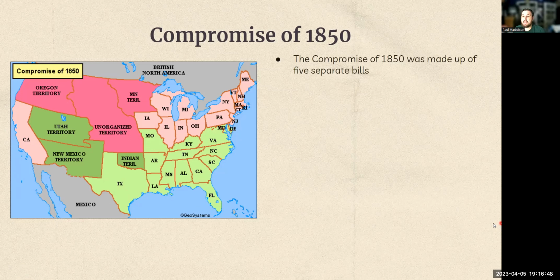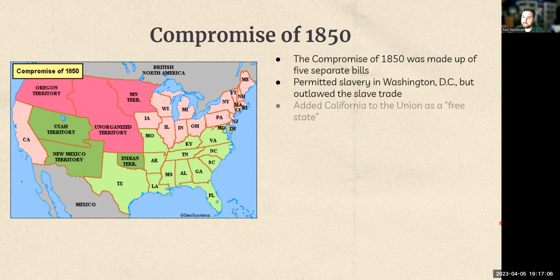And what's going to happen with them? The Compromise of 1850 is going to be 5 separate bills that we all collectively refer to as the Compromise of 1850. And this is what those 5 bills do. It permits slavery in Washington, D.C., but outlaws the slave trade. So it's okay, we can still have slaves here, but we cannot buy and sell slaves here.